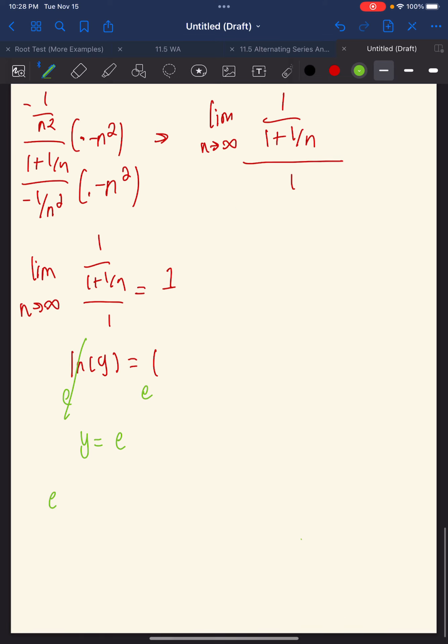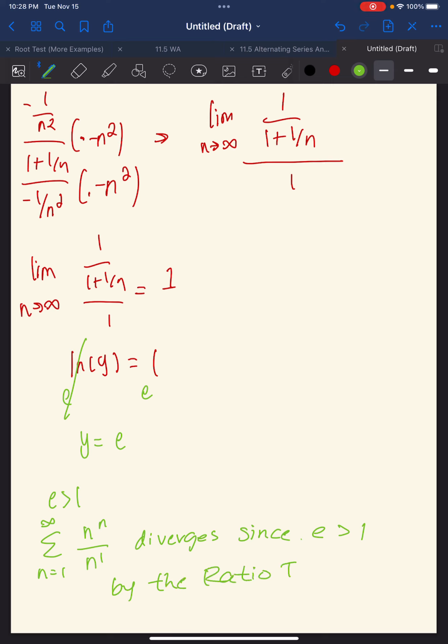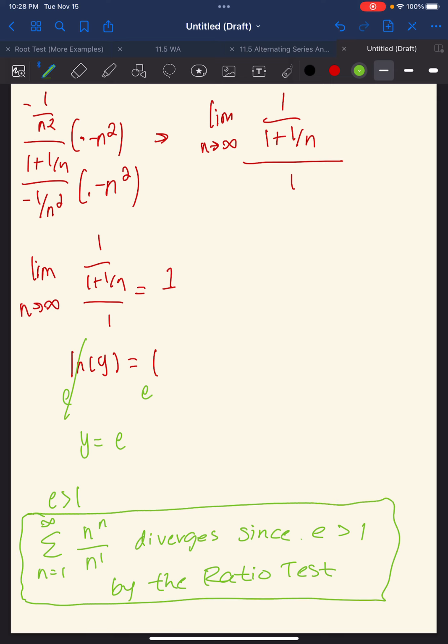And since e is greater than 1, we can say this series from n equals 1 to infinity of n raised to the n over n factorial converges. Oh wait, no, not converges. Oops, wrong thing. You can say this diverges, since e is greater than 1, by the ratio test. And that would be your final answer for this.